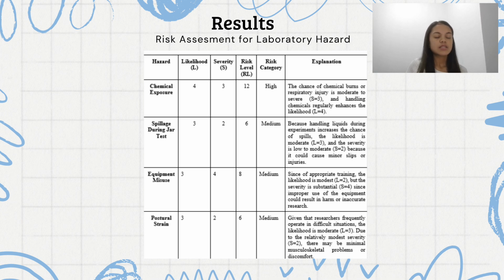And then the last one is postural strain. The value of likelihood is 3, the severity is 2, and the risk level is 6. So we can assume that it's medium. Given that researchers frequently operate in difficult situations, the likelihood is moderate, 3, as I said before. Due to the relatively modest severity, 2, there may be minimal musculoskeletal problems or discomfort.